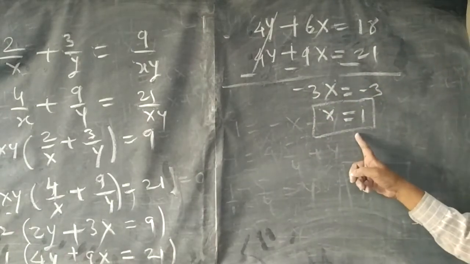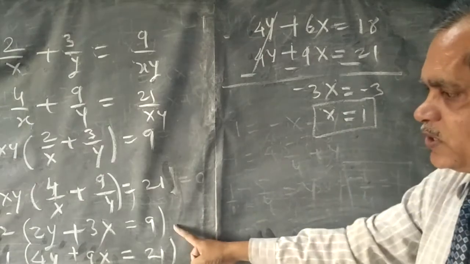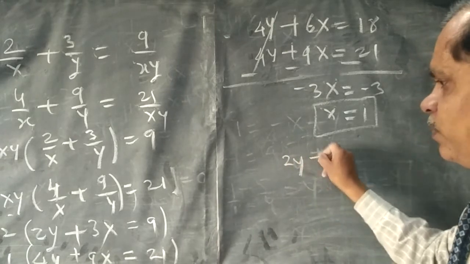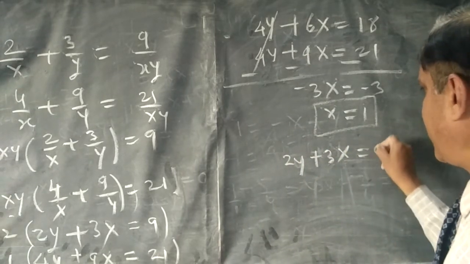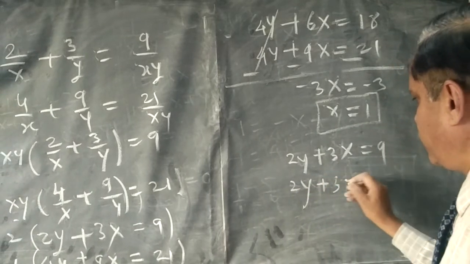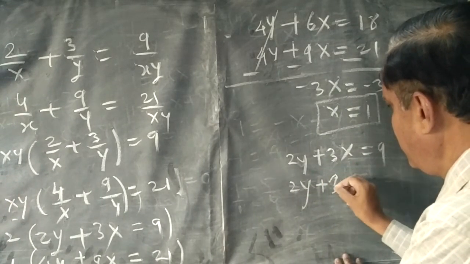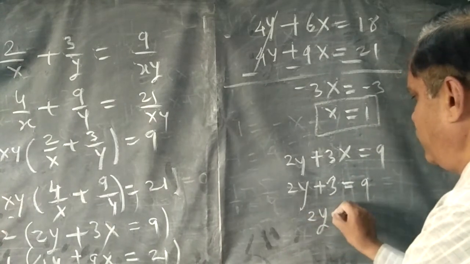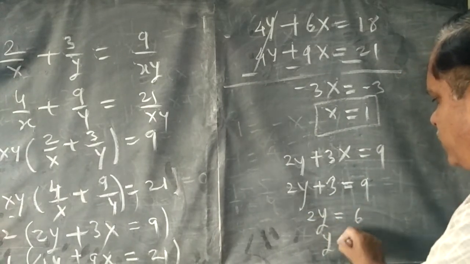Now put x equal to 1 in either first or second. So I am taking first, 2y plus 3x equal to 9. Put x equal to 1. So 2y plus 3 equal to 9. So 2y equal to 6. So y equal to 3.